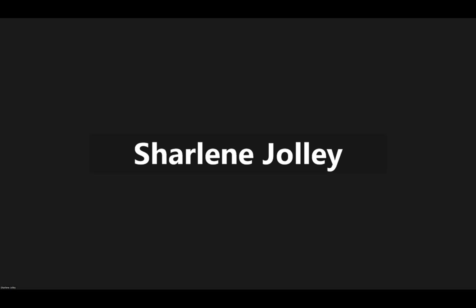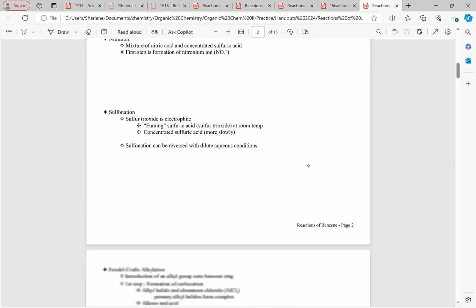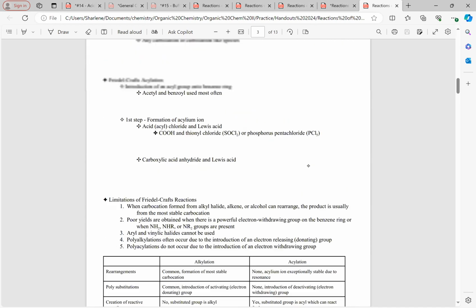Welcome back. Let's talk about Friedel-Crafts alkylation and Friedel-Crafts acylation. And I did fix the handout, so let's see if this one is correct. All right, so we already did this page. Friedel-Crafts alkylation. Oh, yep, there's the problems.